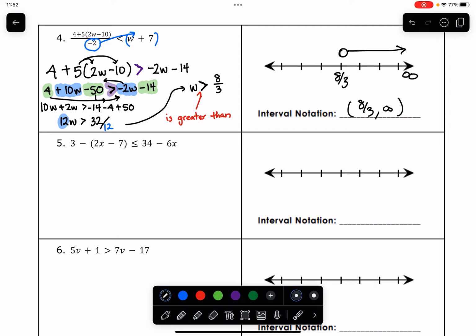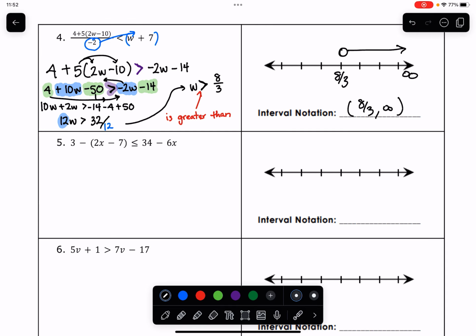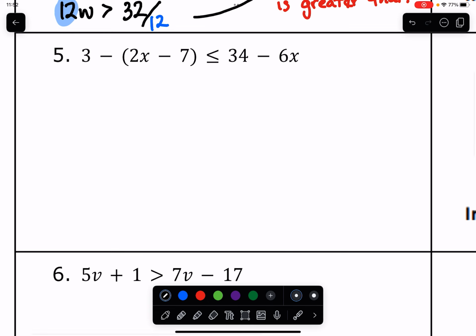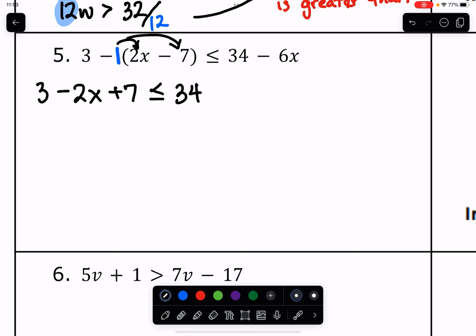All right, let's do a couple more examples, okay? Let's look at example number 1. In example number 1, we're going to distribute, but the number in front of the parentheses is a 1. So let's bring down the 3, and let's distribute this 1x into the parentheses. So that's going to be negative 2x plus 7 less than or equal 34 minus 6x.